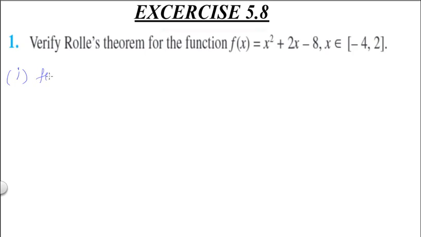Hence we will say f of x is continuous, right, on the interval [-4, 2].